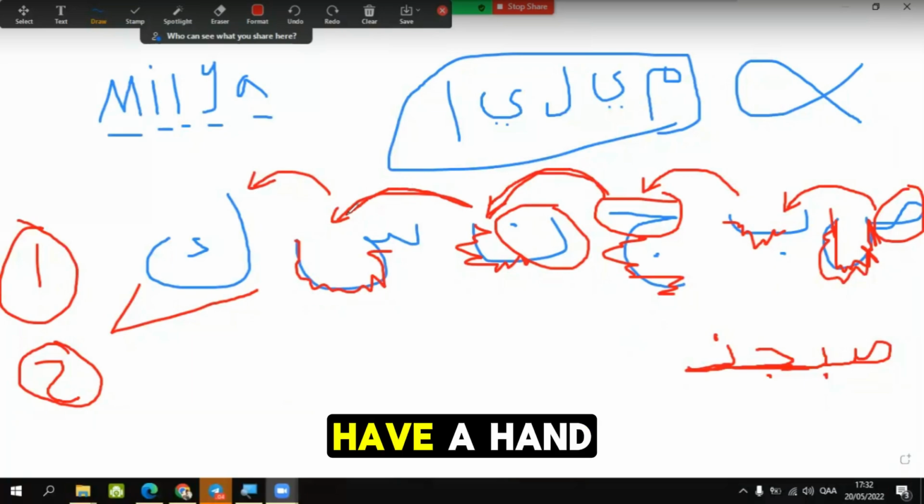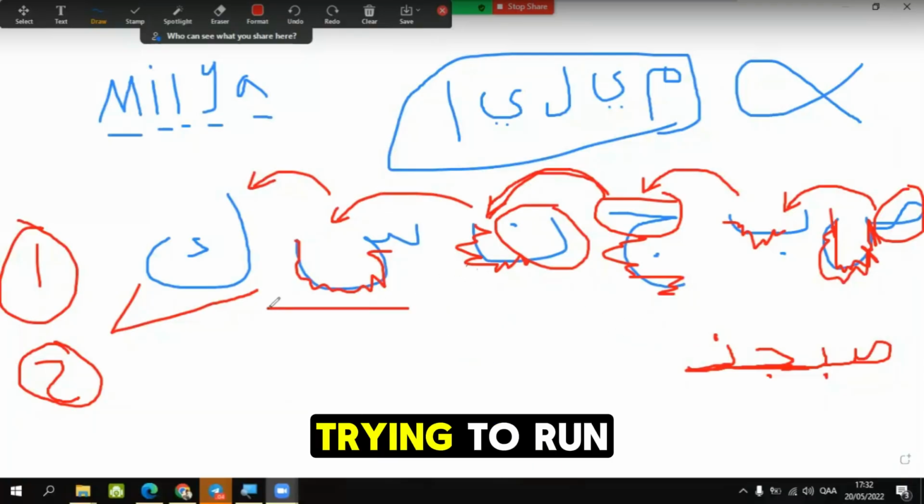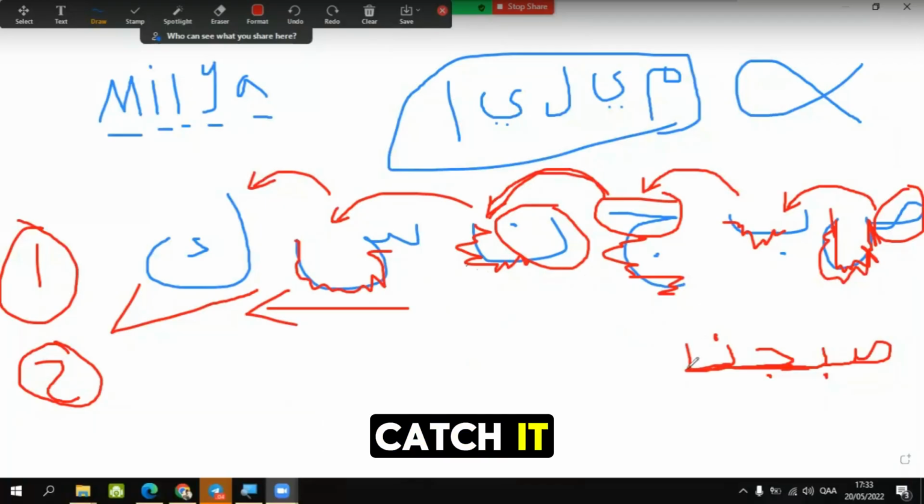It's like you have a hand and you catch your friend from his shirt. Your friend is trying to escape, trying to run away in that direction, but the hand catches him. The sin is trying to run like this, but the hand of the noon catches it like this. So that is the scene.